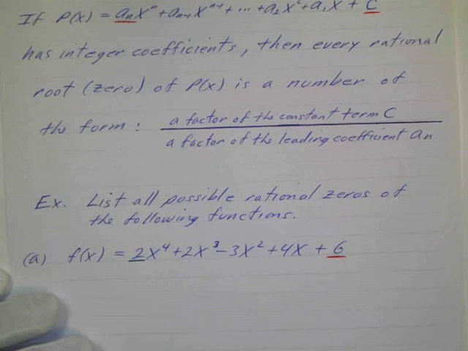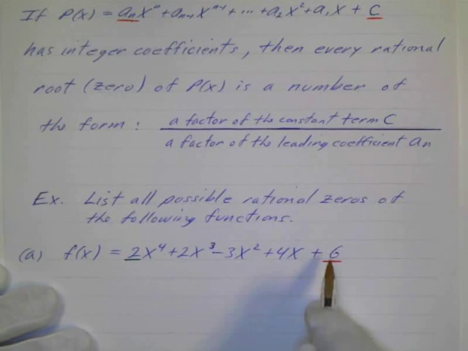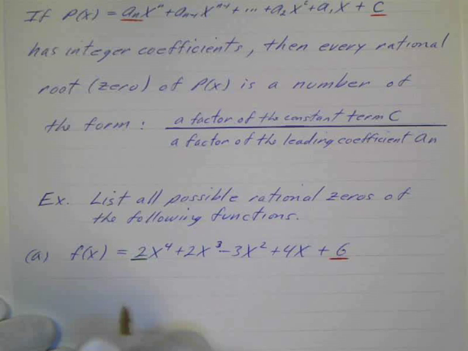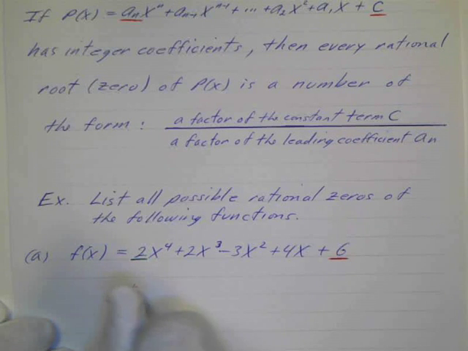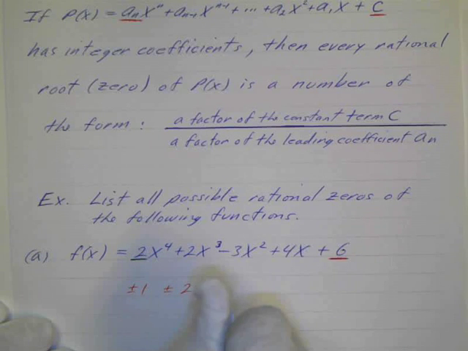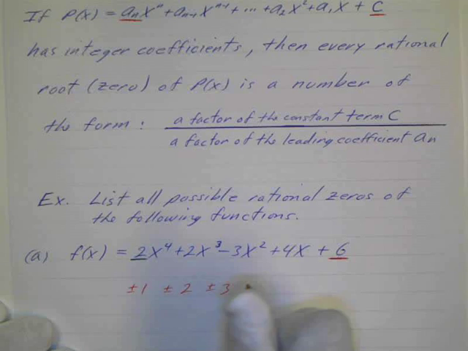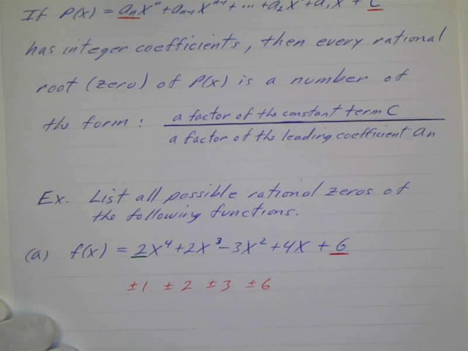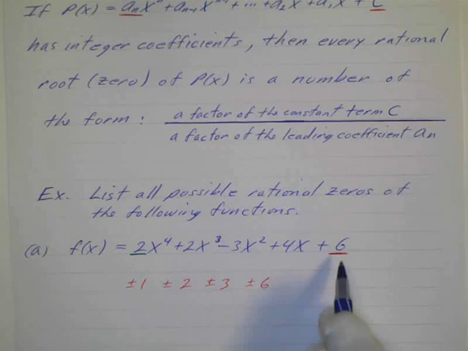It's just all the factors of the constant term. So what are the factors of 6? We've got plus or minus 1, plus or minus 2, plus or minus 3. Does 4 go into 6? No. The last one is plus or minus 6. So those are all the possible factors of the constant term.